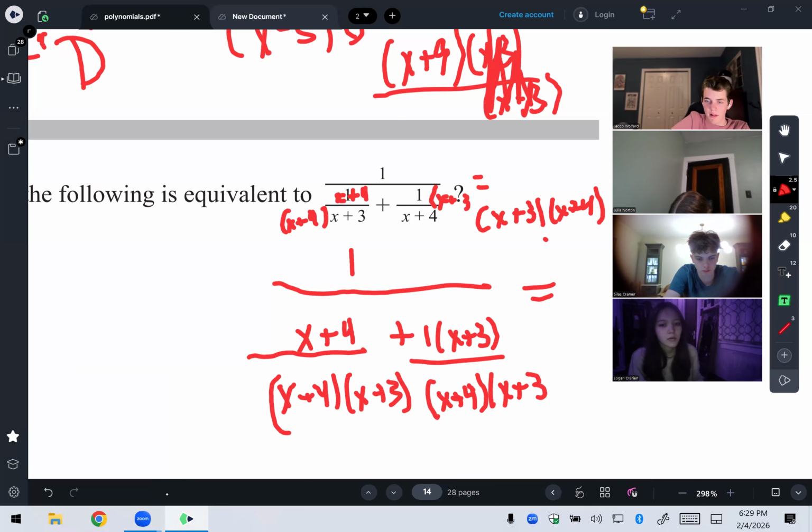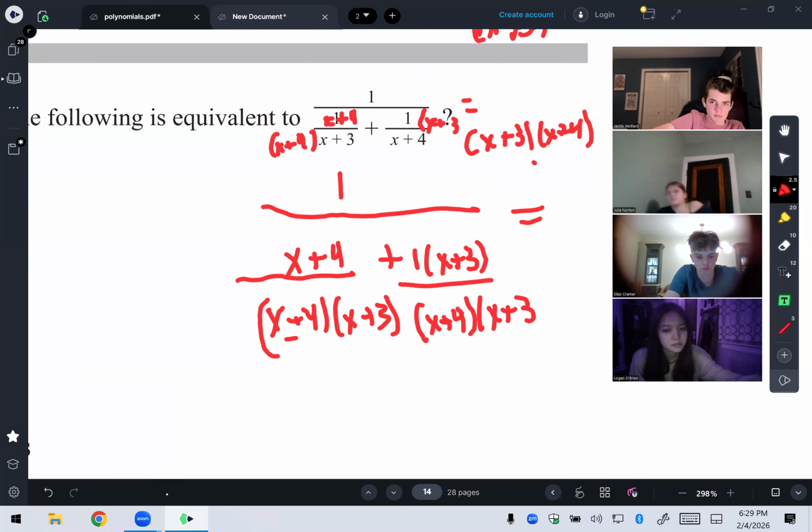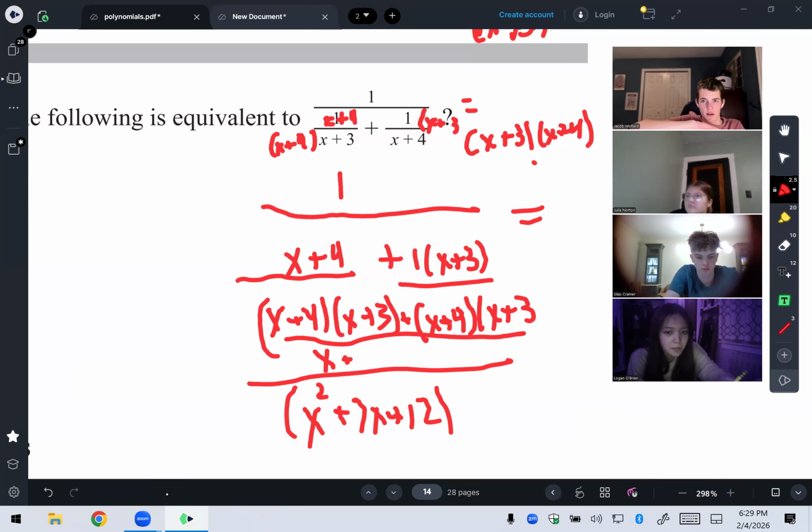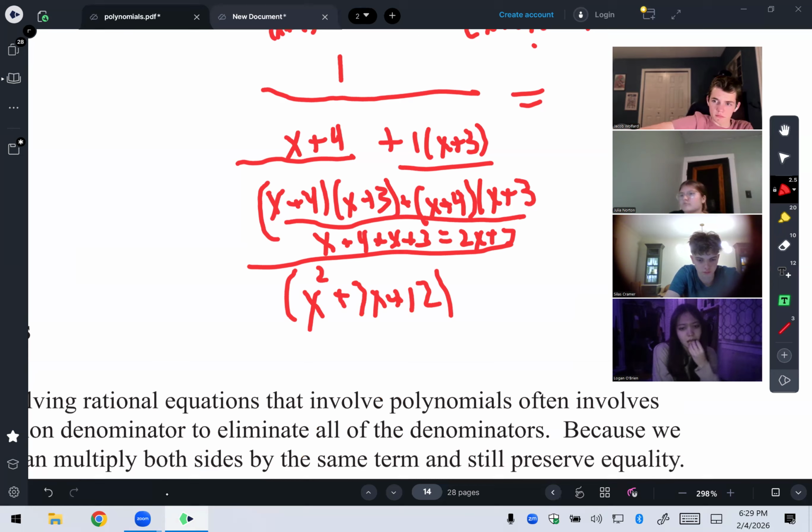Okay, now I have a common denominator, and I can multiply it out. I will get x squared plus 7x plus 12. In the numerator, I'm going to get x plus 4 plus x plus 3, which is 2x plus 7. So basically, right now, I'm going to get 2x plus 7 over x squared plus 7x plus 12.